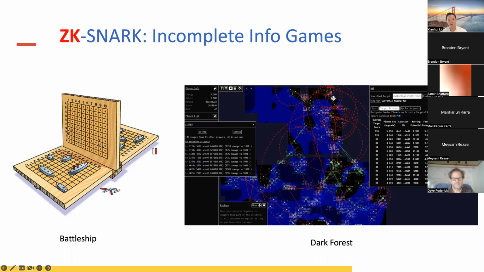You can see this is an incomplete information game, right? Because if you know your opponent's fleet position, there's no point playing this game. The fun is the guessing and the strategy. If you know the position, you can just fire exactly at the fleet. So it's generally considered impossible to put this kind of game on a blockchain, because on the blockchain, not only is the smart contract code public, but pretty much all the game state is also public.